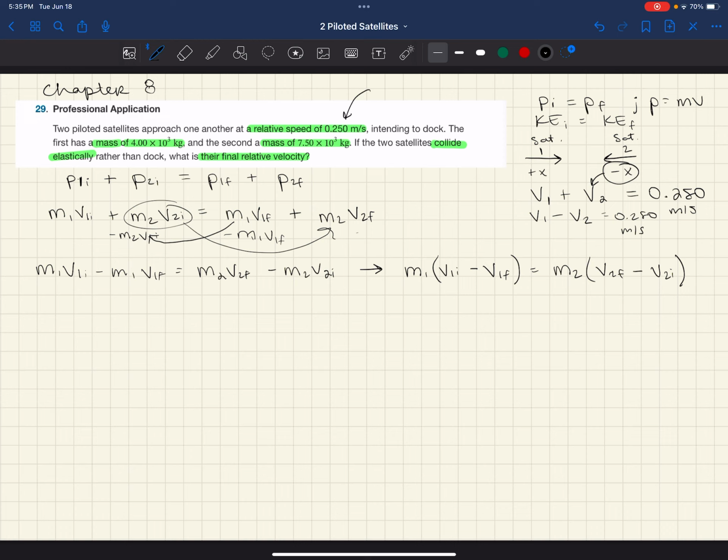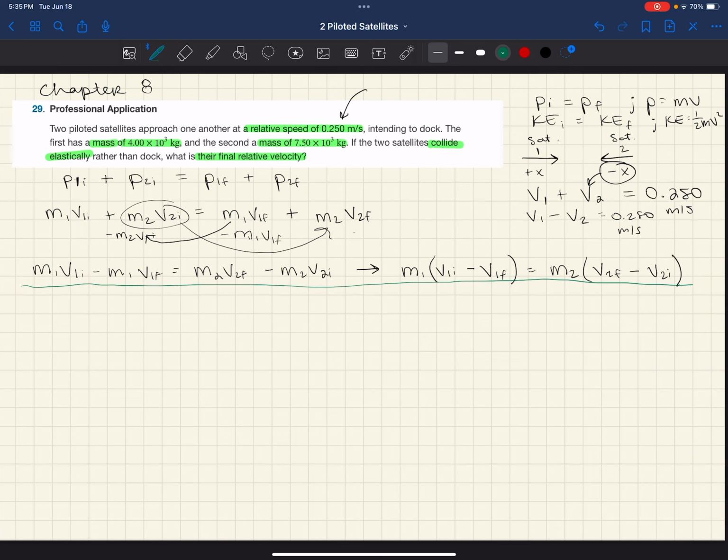Now let's go ahead and use the kinetic energy equation. And remember, kinetic energy is 1/2 mass times velocity squared. I'll go ahead and do this part in green. Okay, so this was all for momentum. Now the same will be true for the kinetic energy. The kinetic energy of the first satellite initially plus that of the second satellite initially will equal the kinetic energy of the first satellite at the end plus the kinetic energy of the second satellite at the end.